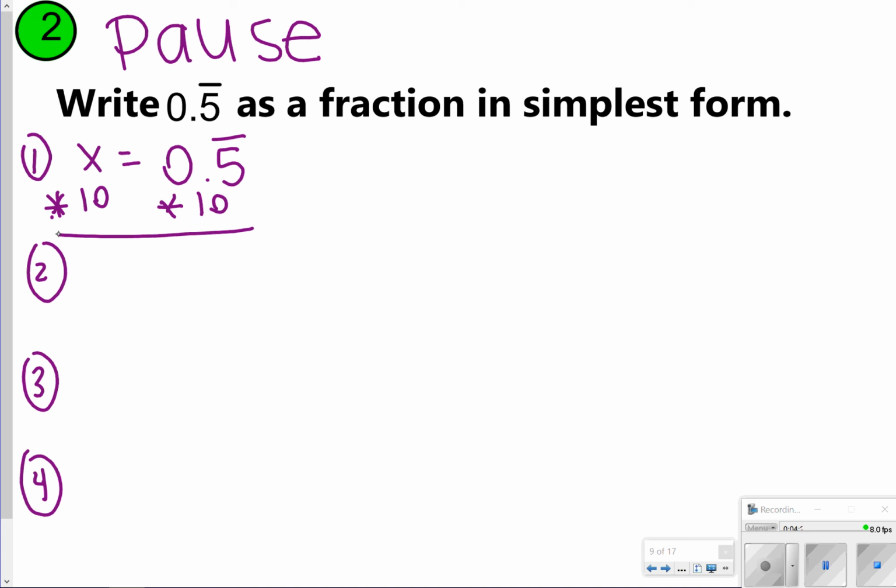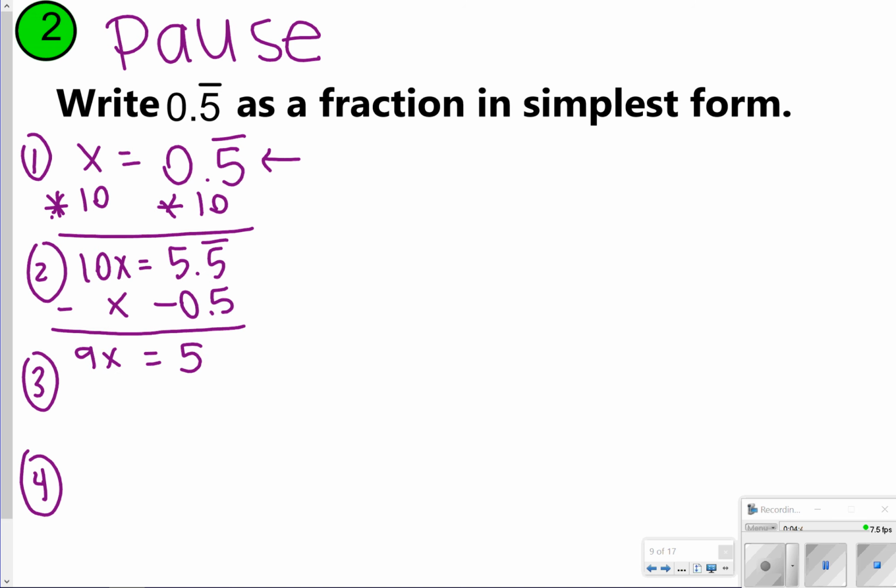Okay, this is my step 2, transforming it to 10x is equal to 5.5 repeating. Step 2, going into step 3, is subtracting the original equation. Remember, here's the original equation. So minus x minus 0.5 repeating, and I will get 9x is equal to 5.